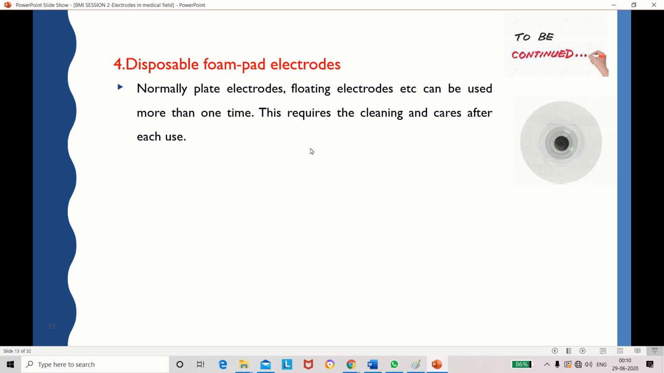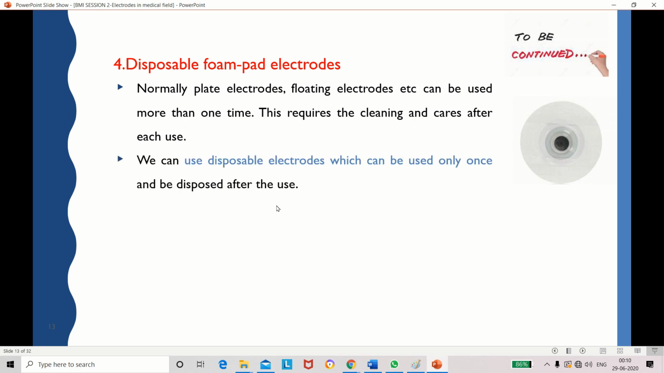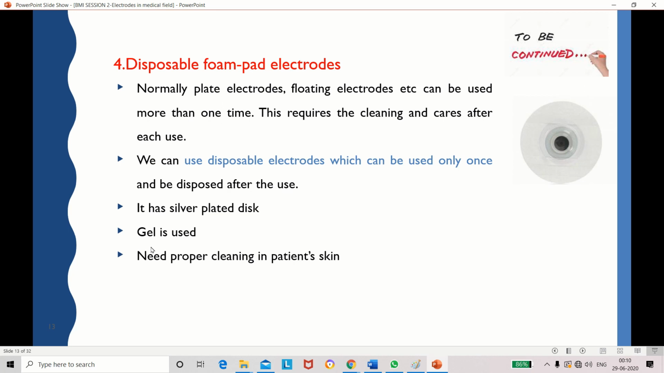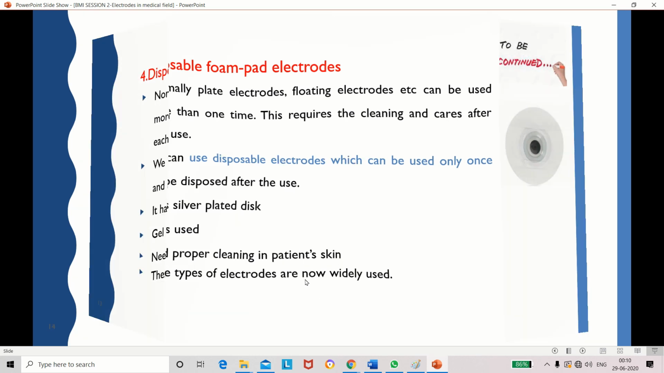See, all the previous electrodes we can use more than one time, isn't it? So this electrode can be used only one time and it should be disposed of after use. This is a silver plated disc, and here we apply some gel before placing it on the patient's body, and it needs proper cleaning. Before fixing the electrode, we have to clean the patient's skin. Okay. These types of electrodes are mostly used because this is a very cheap electrode, so we can use this often.